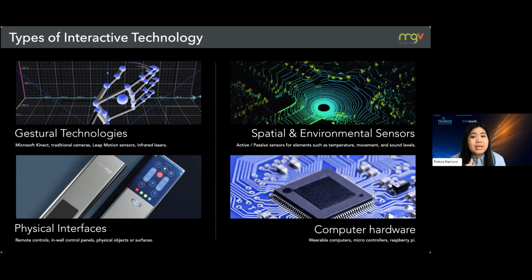So this would be things that, active or passive sensors for elements such as temperature, movement, and sound levels. And then the third type is physical interface.